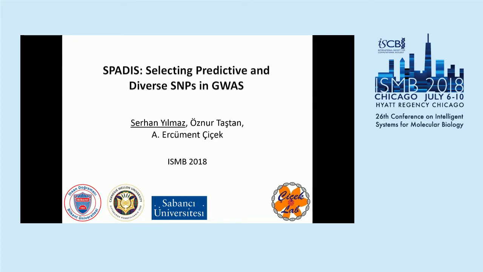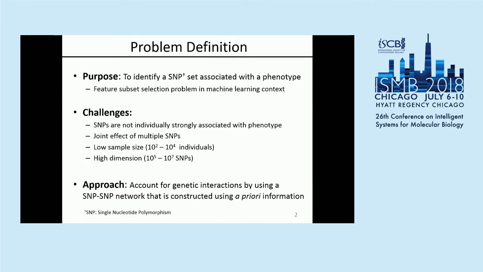Hello everyone. I'm here to present you our project, which is about selecting predictive and diverse SNPs in genome-wide association studies, and the application of the Hi-C data in the context of the SNP selection problem in the form of a SNP interaction network. So our purpose is to identify a SNP set which is associated with a phenotype, and this corresponds to the feature selection problem in the machine learning context.